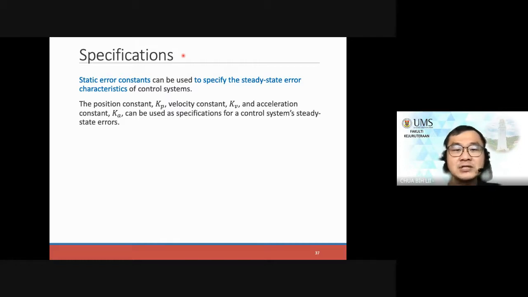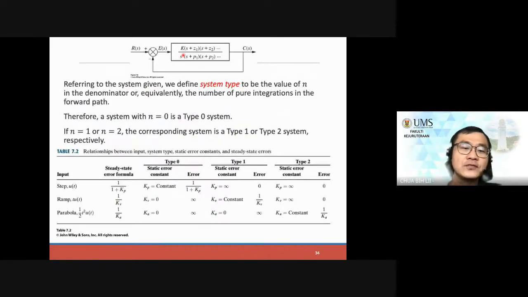So based on that value itself, if KV equals some value, meaning KV is a constant, then looking back at this diagram, immediately from the technical specifications of that sensor you will know that if you provide a ramp input, it will give you a certain type of steady state error.